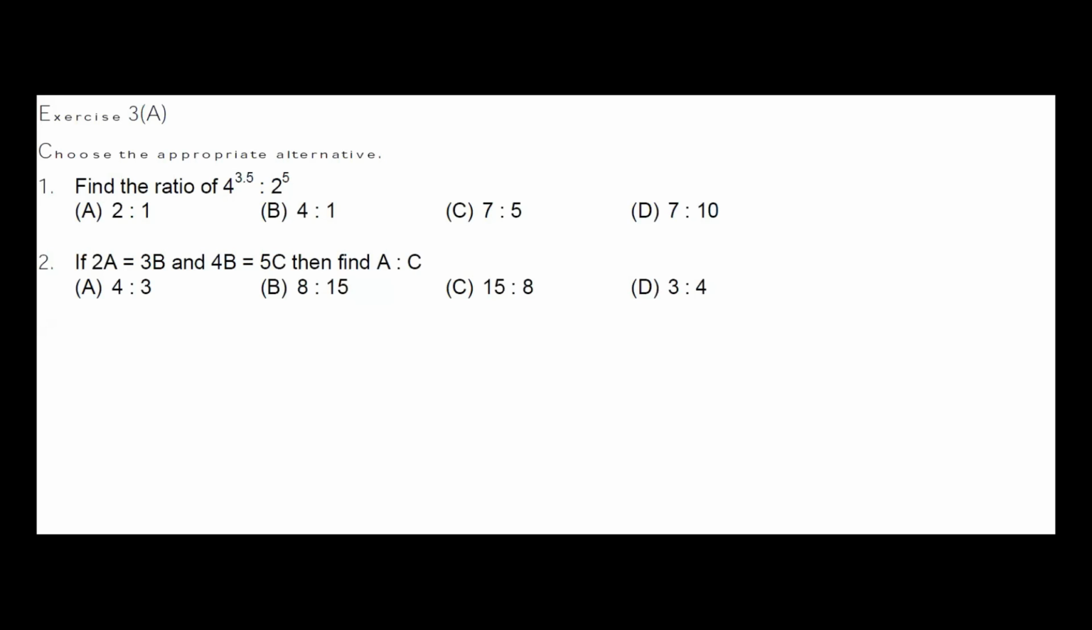Okay, so here they are saying find the ratio of 4 to the power of 3.5 is to 2 to the power of 5. So this 4 I can write as 2 square. Okay, let me change the color. This 4 I can write as 2 square, and this 3.5 I can write as 3.5 divided by 10, and then based on the law of indices I can multiply this. Okay, is 2 to the power of 5.